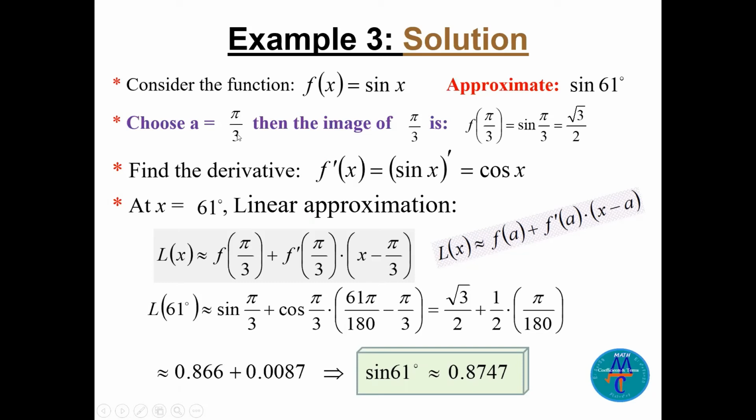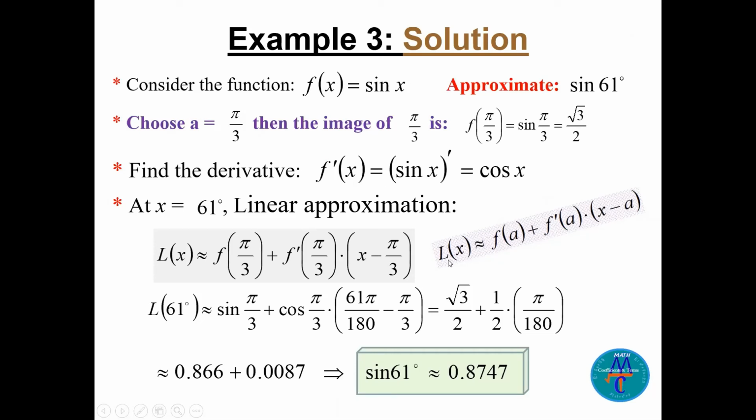Choose a equals pi over 3. Pi over 3 is 60 degrees, very close to 61 degrees, but we have to choose radians here. So let's find f of pi over 3, which is sine pi over 3, square root of 3 over 2. Now let's find the derivative of this function f. F prime of x is the derivative of sine x, which is cosine of x.